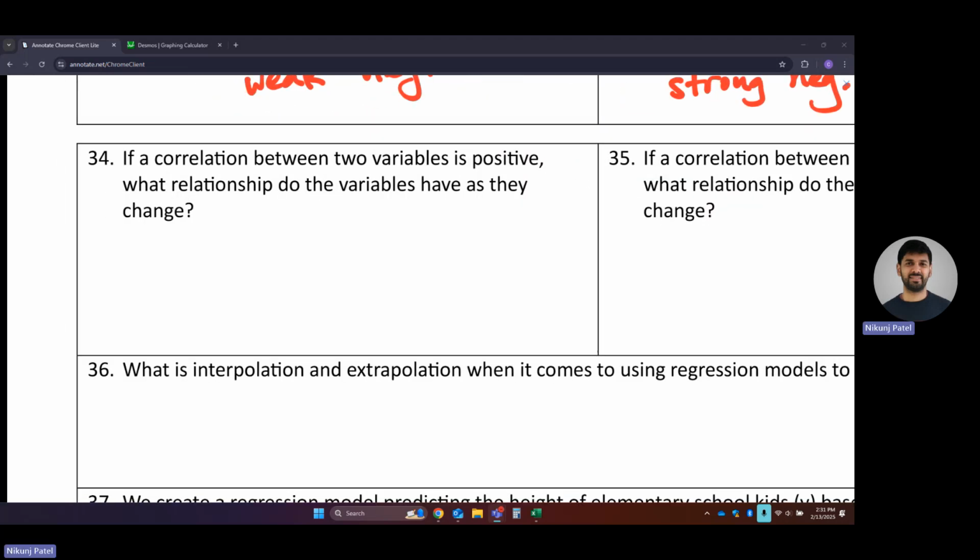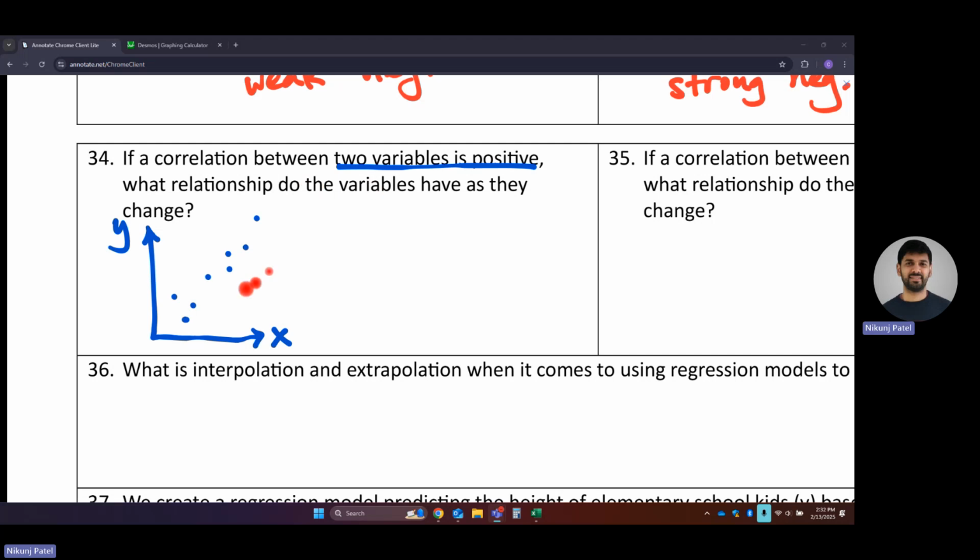Question 34 says if a correlation between two variables is positive, what relationship do the variables have as they change? So this is what a positive relationship looks like in terms of statistics and two variables. You line them up on the x and y axis. The two variables refer to whatever's being measured on the x-axis and whatever's being measured on the y-axis. If their relationship is positive, that means the dots have an upwards trend, something like that. And the closer the dots are to a straight line, the stronger the relationship is.